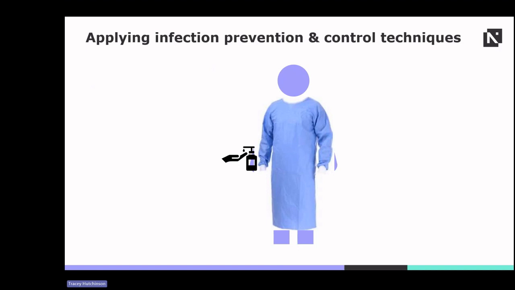Next, put on an apron or gown. Don the apron or gown. Ensure it covers the front of your body from neck to knee and wraps around the back. Secure the ties or fasteners at the back of the neck.